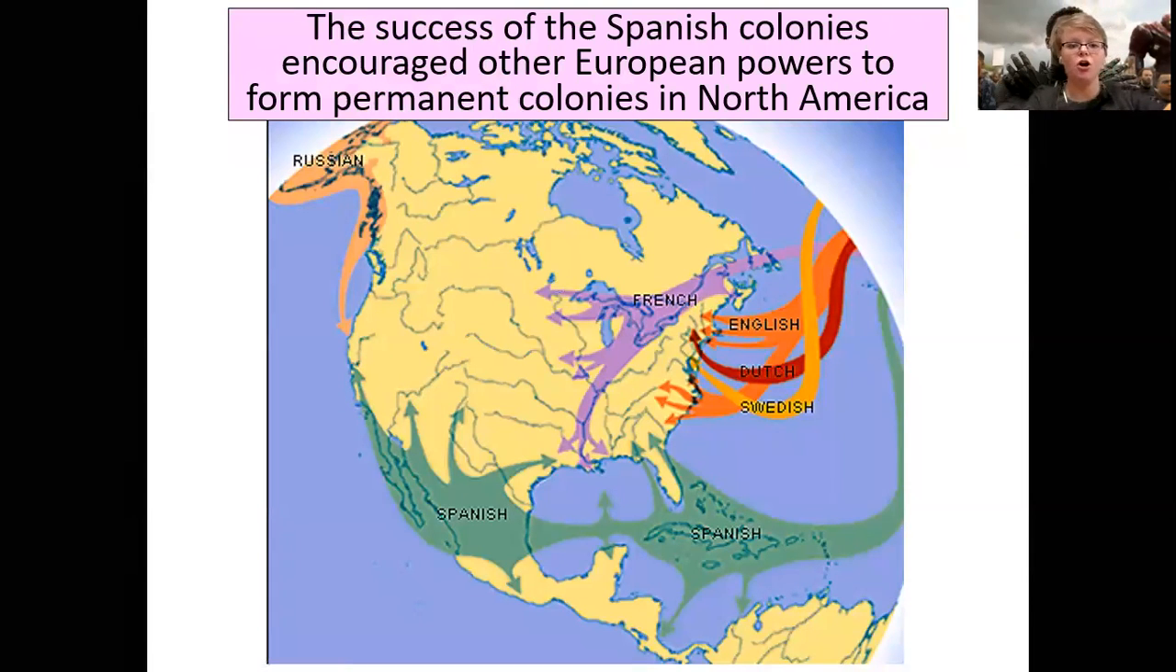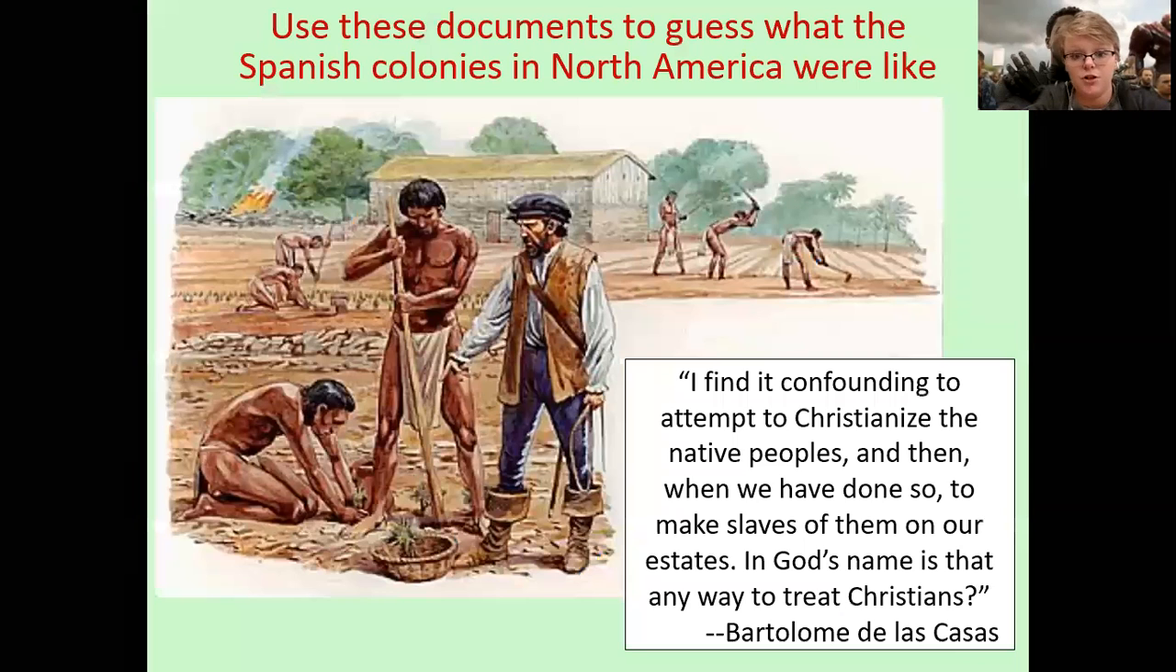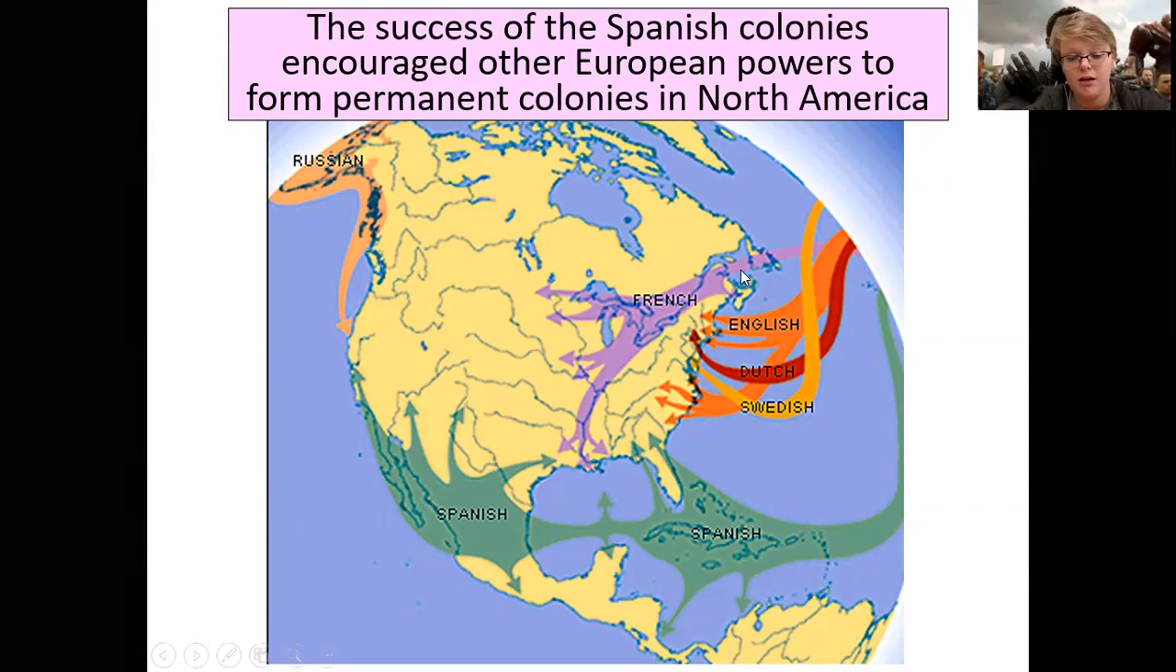Success of Spanish colonies encouraged other European powers to form permanent colonies in North America. So Spanish colonies are mainly going to be in what's today Mexico, California, and Texas, and then Central America and a little portion of South America. The French are going to come in through Canada and come down the river systems, and they're going to settle the Ohio River Valley. We'll talk about that later on.